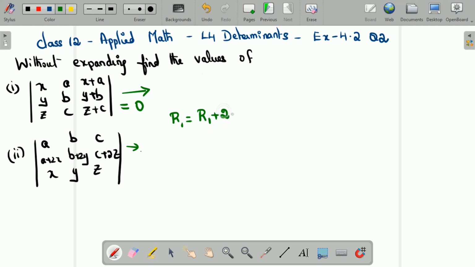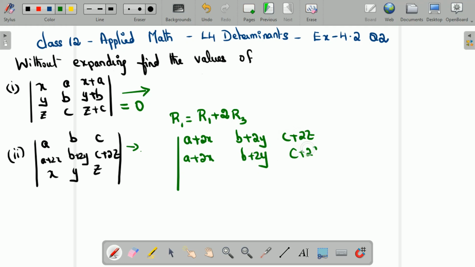Now in this case, I'm going to write the particular transformation as R1 is equal to R1 plus 2 times R3. So the determinant will become a plus 2 times row 3, in this case 2x. So this will become a plus 2x, b plus 2y, c plus 2z. The second row is the same, a plus 2x, b plus 2y, c plus 2z. The last row is x, y and z.